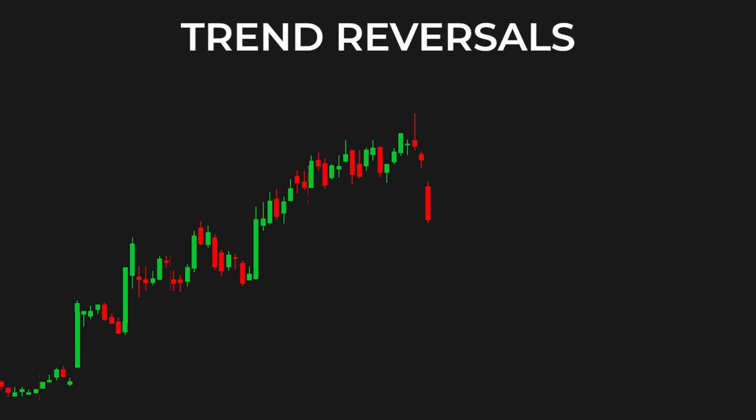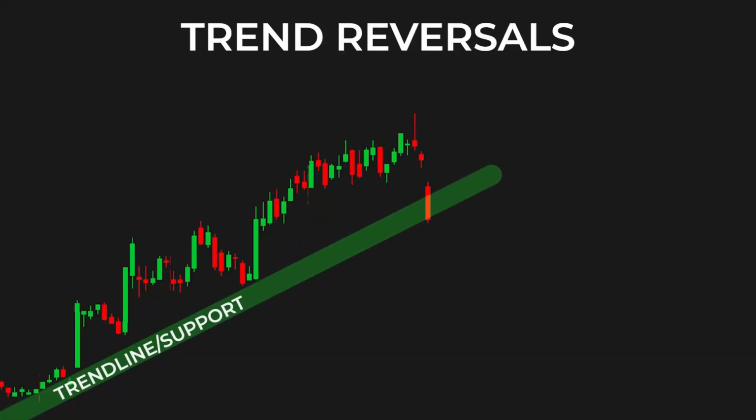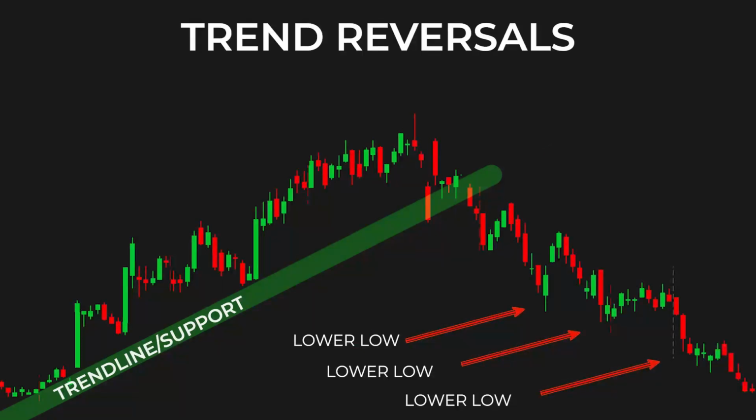Here is the trend line and support. The trend is intact until price action breaks below the trend line. Once price action breaks below the trend line and makes lower highs and lower lows, the trend has reversed.